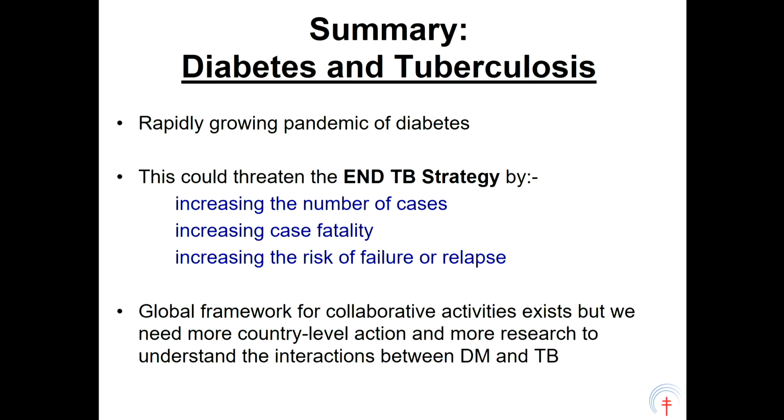So, Madam Chair, just to summarize, with diabetes and TB then, we have a rapidly growing pandemic of diabetes. We really think this can threaten the End TB strategy by increasing the number of TB cases, by increasing TB case fatality, and by increasing the risk of TB treatment failure or TB treatment relapse, which of course further increase the number of cases. Now, we do have a global framework for collaborative activities. This was launched in August 2011 by WHO and the Union, but what we need is much more country-level action and more funded research to better understand the interactions between diabetes and TB.